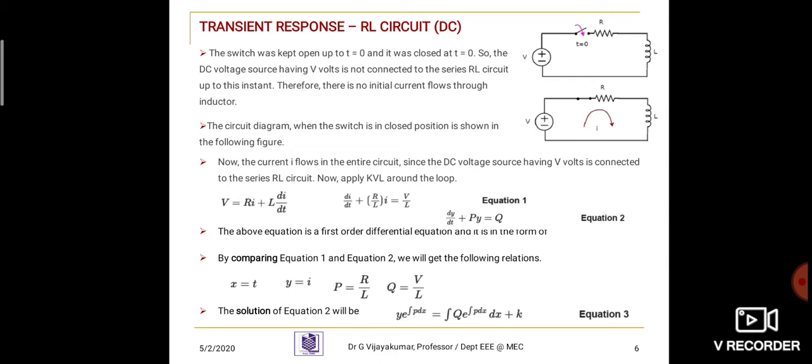When the switch is in the closed position as shown in the figure, the current I flows in the entire circuit, since the DC voltage source having a voltage V is connected to the series RL circuit. Now apply KVL around the loop. We obtain the equation from the mathematical expression.